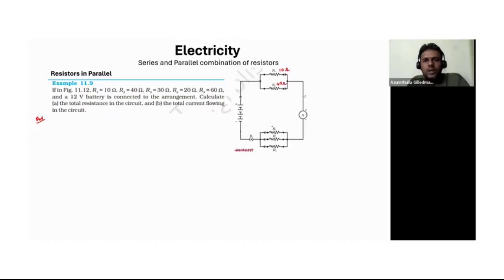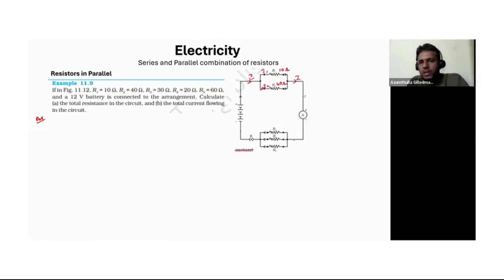Then R3. You see these two are connected in parallel, because if I amount of current is coming here, that I amount of current has to divide into I1 and I2. The same amount of current is not flowing. That's why these two resistors are in parallel. And again, here I1 and I2 combine and the same I amount of current will flow through the ammeter.